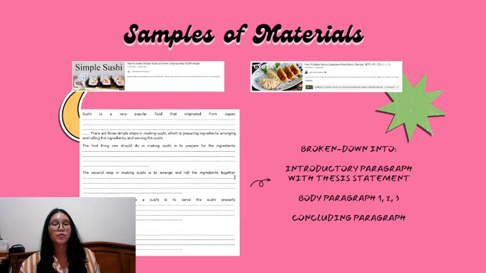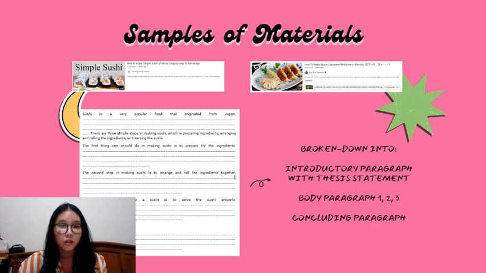These are the samples of materials used. There are two videos that I used for this lesson. The first one is the sushi video. It is used for the first activate stage alongside the broken down example of text, the one that you can see below. And the second video is used for the second activate stage.